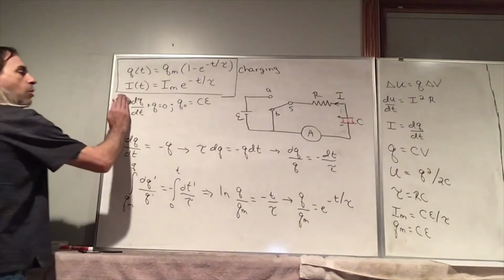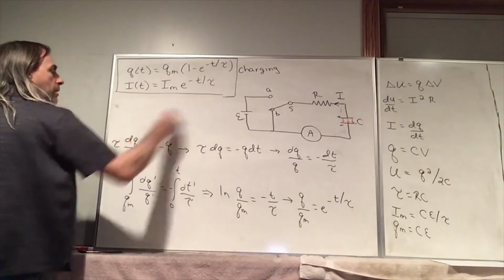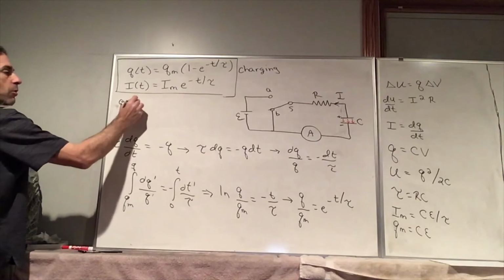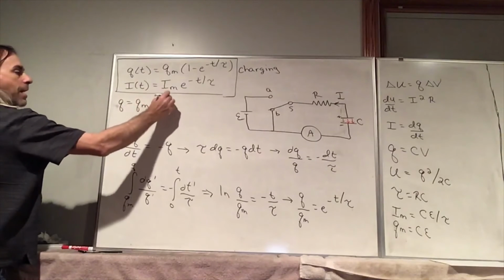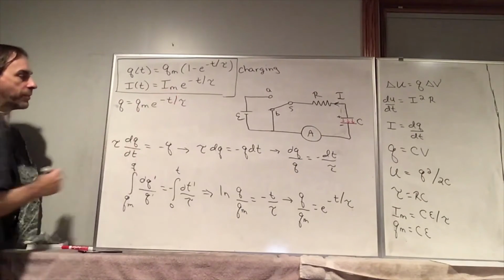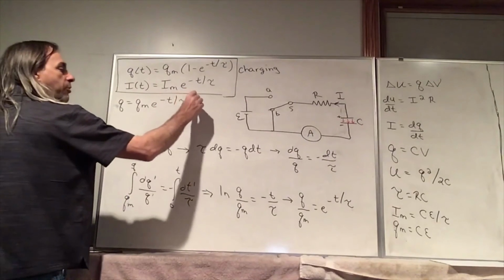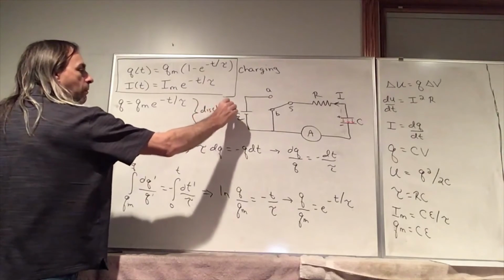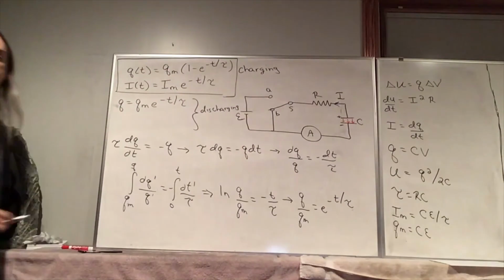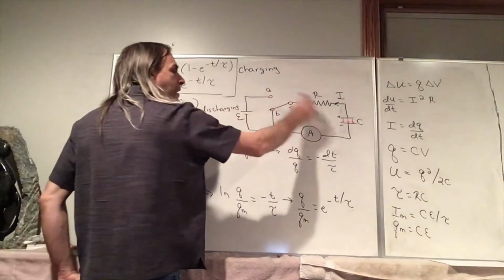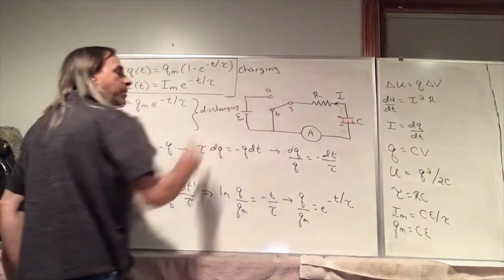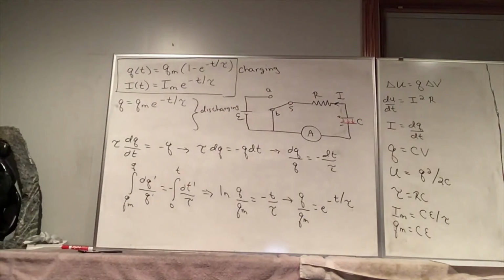And I'm going to write the result up here. So Q is equal to Qm e to the minus t over tau. And this is for discharging the capacitor. So these equations apply when you flip the switch to A, the capacitor is initially uncharged. You flip the switch to A, that'll charge the capacitor. Once it's fully charged, if you flip the switch to B, the charge is described by this function.